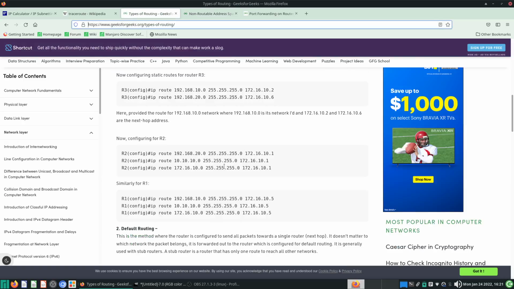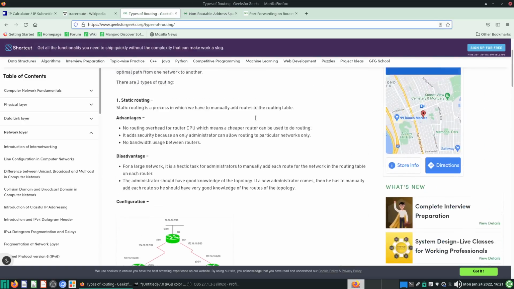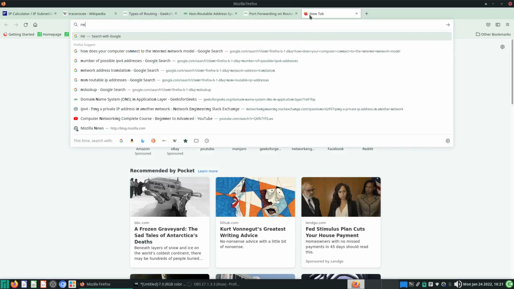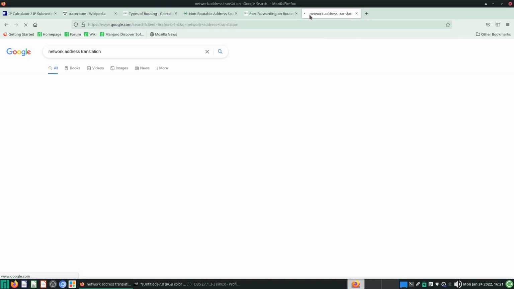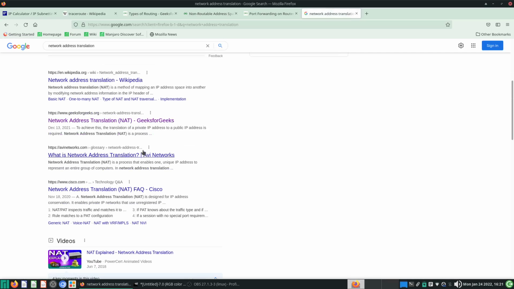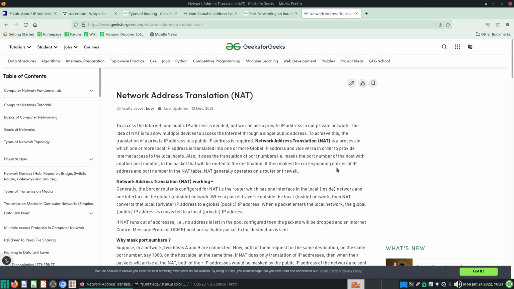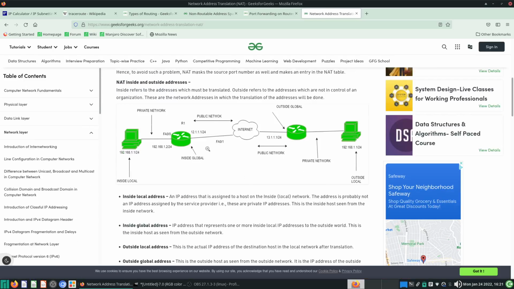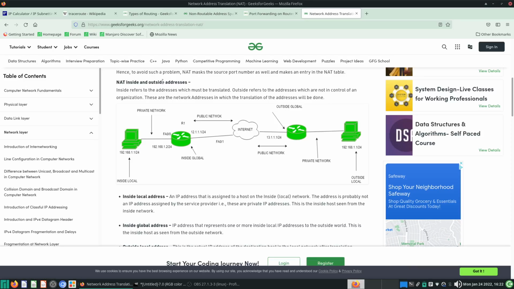Okay, and this example is actually, let's see. I think I closed the tab. Should be network address translation on gigs for gigs. Yeah. So let's use this example which you see here, network address translation for inside and outside addresses. I'm going to use this example just to give credit where credit is due.